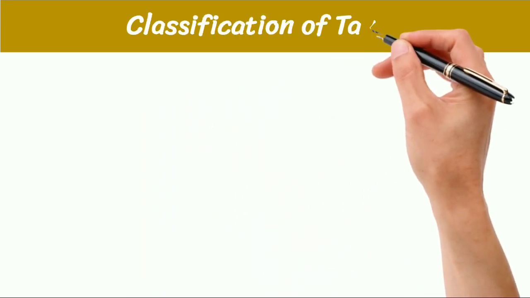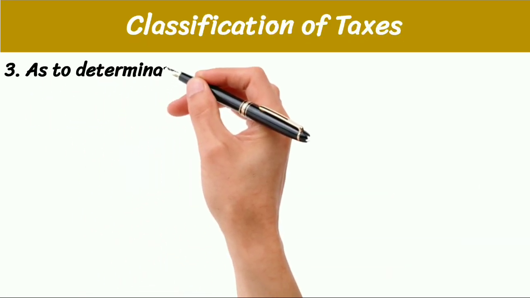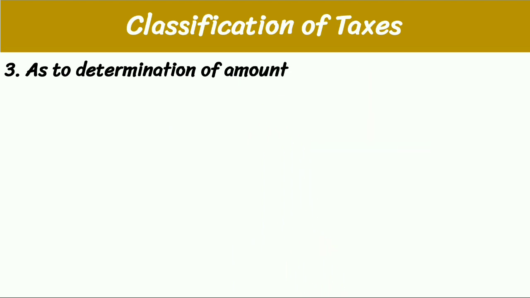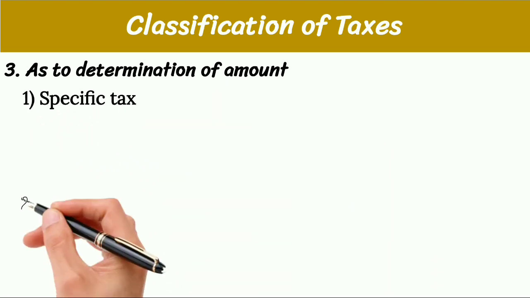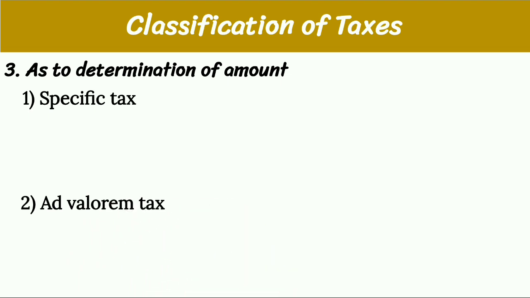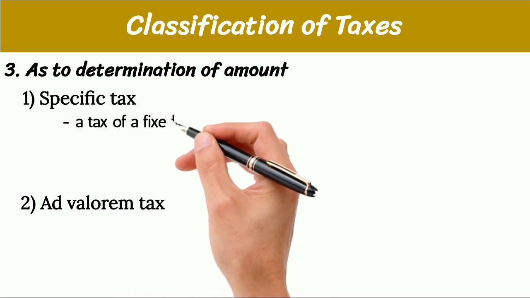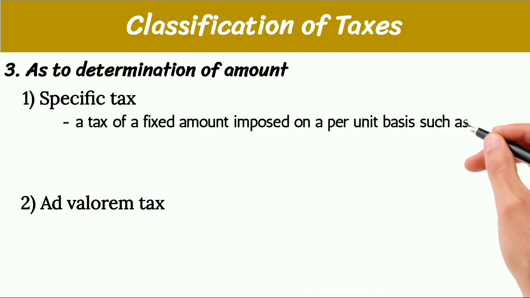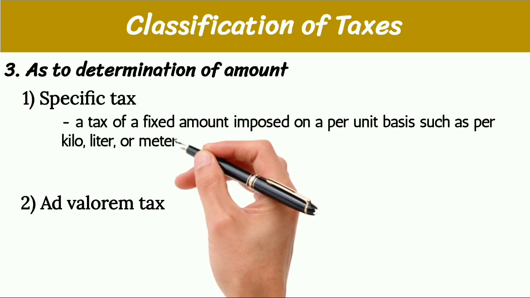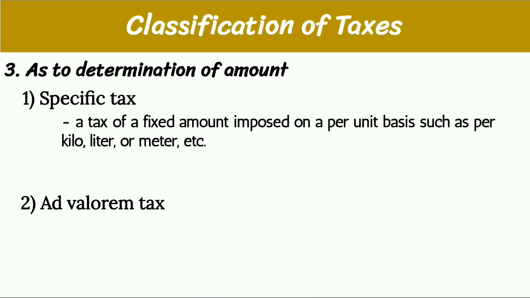Next, classification of taxes as to determination of amount. As to determination of amount, may dalawang klase ng tax. First is specific tax and second is ad valorem tax. When we say specific tax, it is a tax of an amount imposed on a per unit basis such as per kilo, liter, or meter, etc.